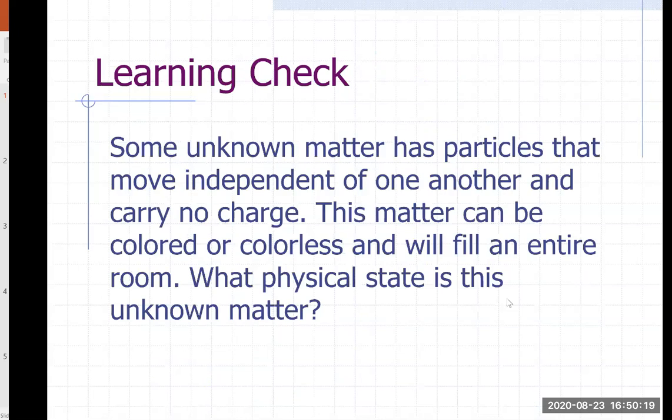So here's a learning check for you to think about the states of matter that we've just discussed and the characteristics that are associated with them, and determine if you can pinpoint what state of matter we're talking about when we describe some characteristics. Some unknown matter has particles that move independent of one another and carry no charge. This matter can be colored or colorless, will fill an entire room. What physical state is this unknown matter?